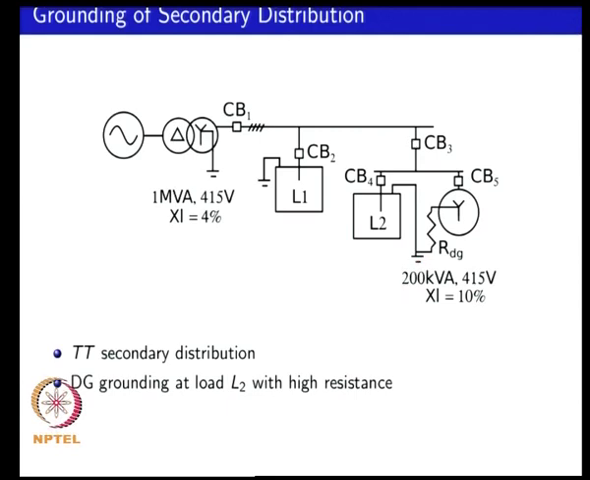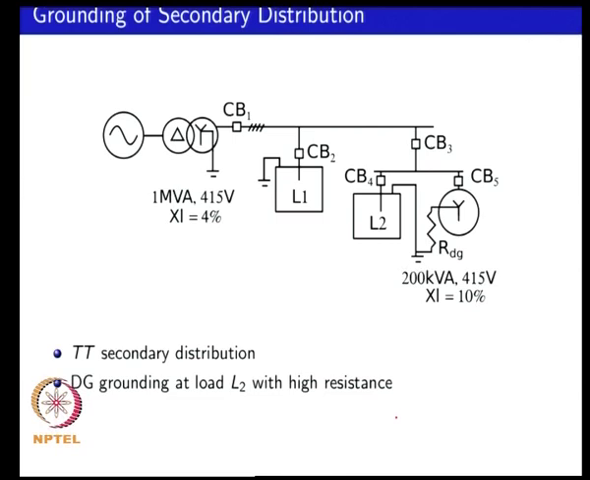Okay. But the DG is connected at load 2 with a resistance. So, overall you can see that this is a system which has both TT aspects to it and also high resistance grounding aspects. So, in an actual system it is possible to have multiple grounding options present in the same system, depending on what exactly your objectives are.